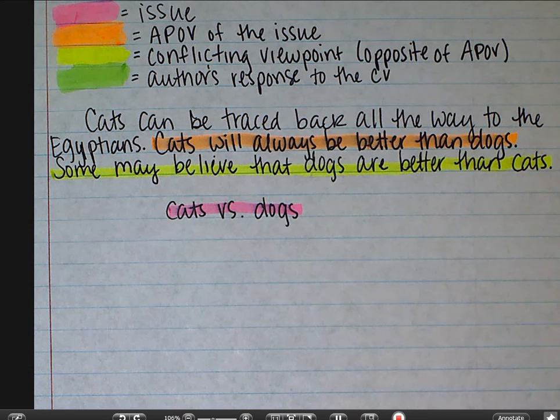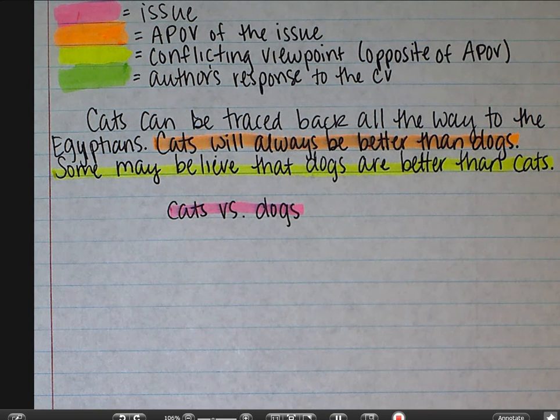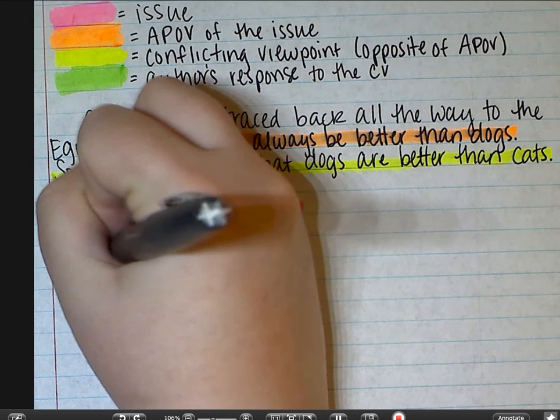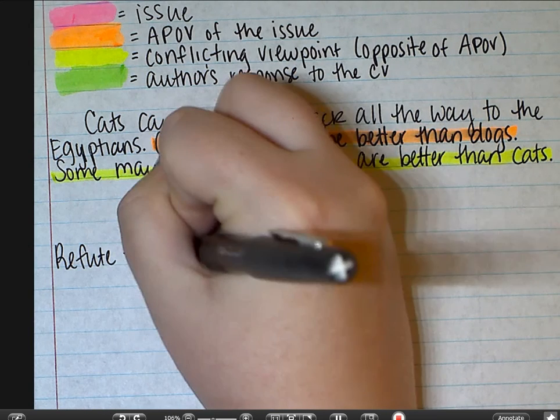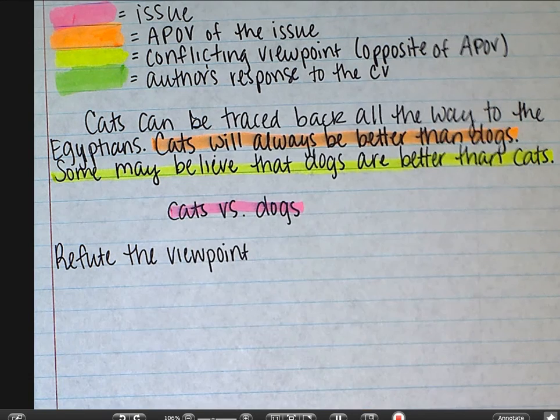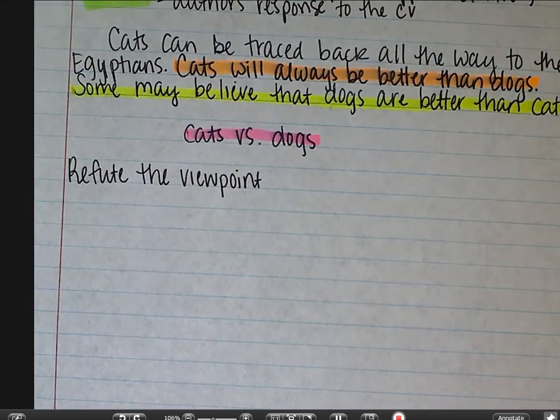And you will notice that in this little blurb, there is no response to the conflicting viewpoint, and I did that because there are 3 different ways that an author can respond to a conflicting viewpoint. So we're going to take it step by step. So the first one is to refute the viewpoint. Okay, refute the viewpoint. That's the first way that an author can respond to a conflicting viewpoint.